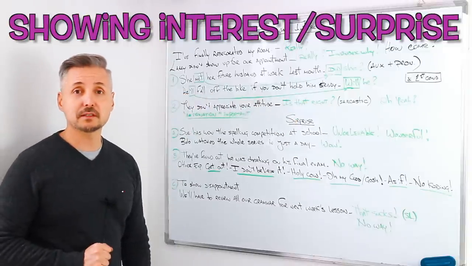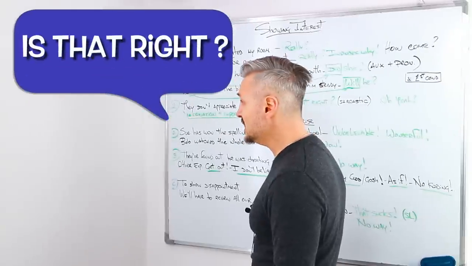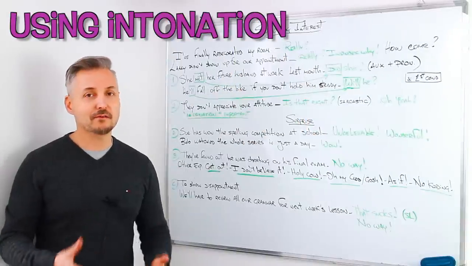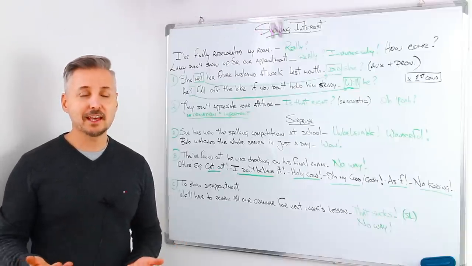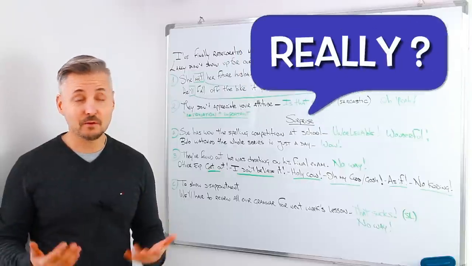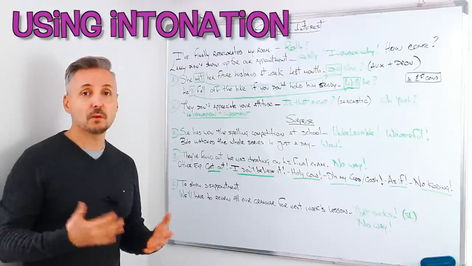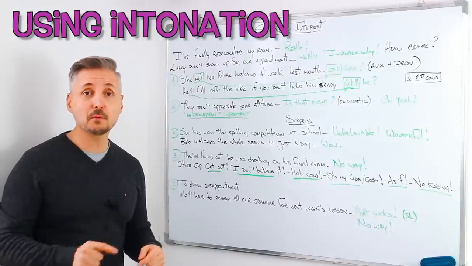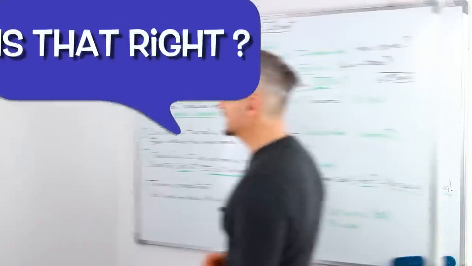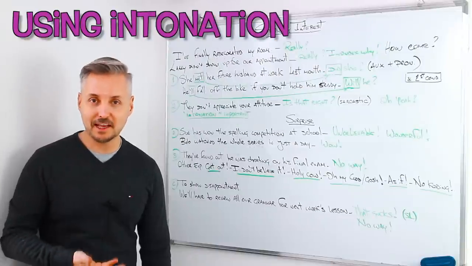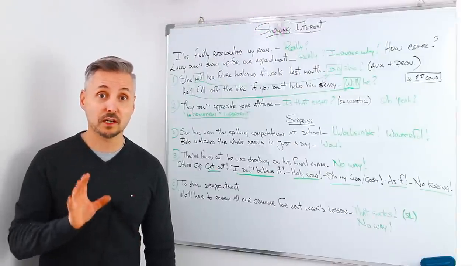We have other methods. For example, they don't appreciate your attitude. Is that right? Well, in this case, "is that right" could be a little bit sarcastic, right? But we can even say, oh yeah? Really? So the intonation is very important here. Let's look at the same example with a different intonation. They don't appreciate your attitude. Is that right? As you heard in the example, we can have different intonation. So the intonation is really important here.